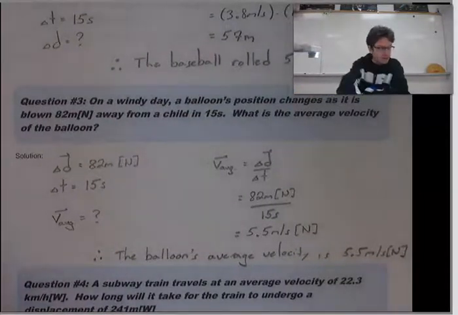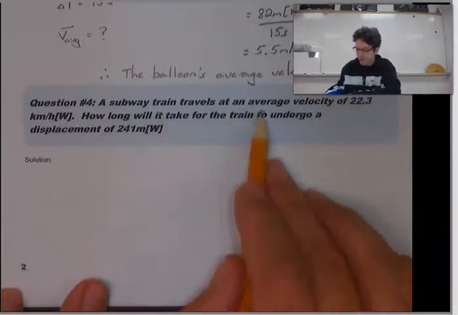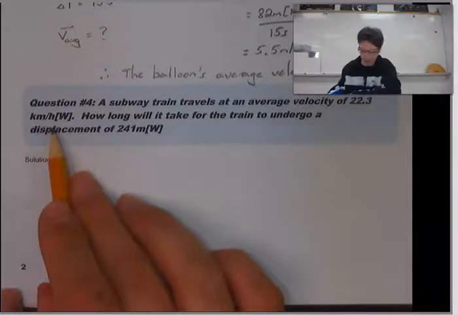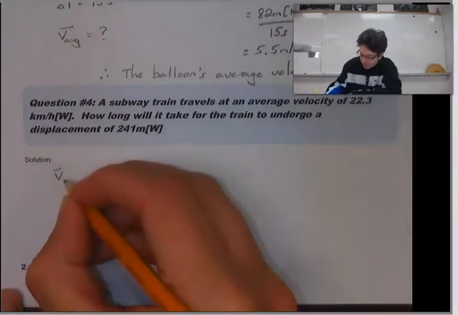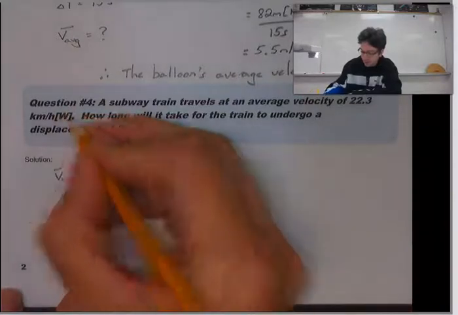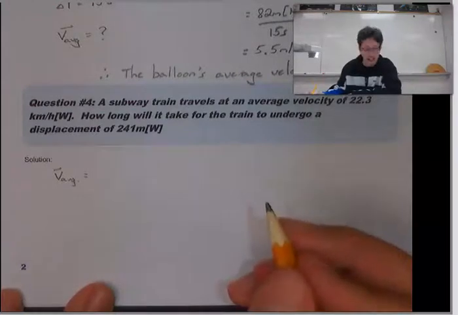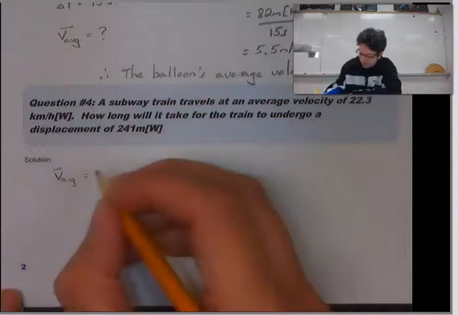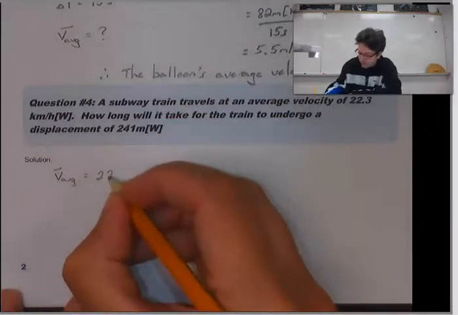And we just pause. All right, so question 4 says a subway train travels at an average velocity of 22.3 kilometers per hour west. All right, so they're telling us average velocity, which is a vector. And you can tell because they have their directional property. But they're not giving the information in SI units. At least base SI units anyways. So we need to change the kilometers per hour into meters per second.